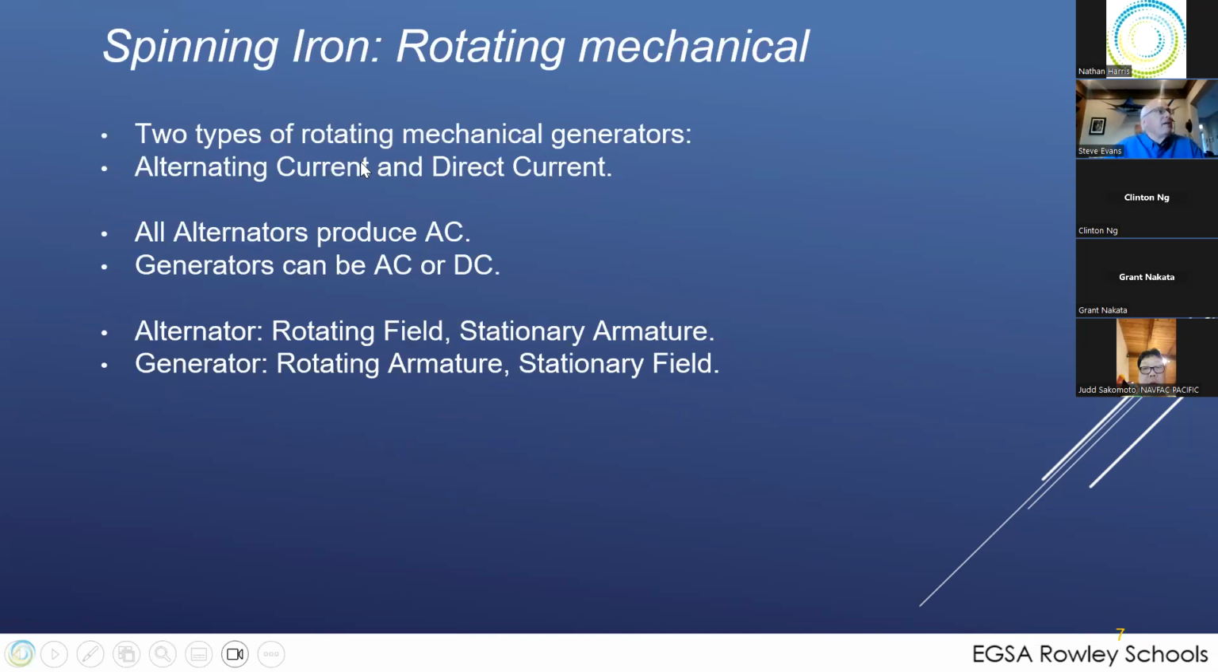With spinning iron, we typically have two types: alternating current, direct current. Alternators, by definition, produce the AC; generators produce either AC or DC. I've used the terms interchangeably, as a lot of people have. Technically, most of the ones we deal with today are alternators, but we use the term generator quite a bit as well. I don't think it matters in our discussion which one we have, but I'll probably use them interchangeably today, as I have throughout my career.